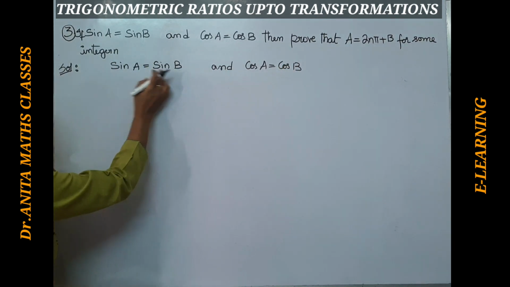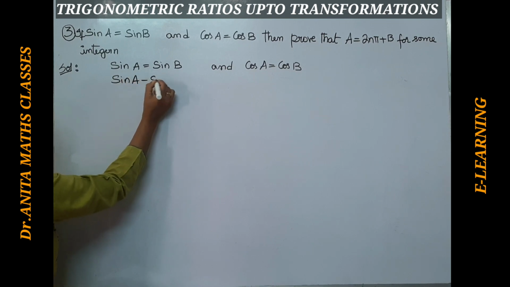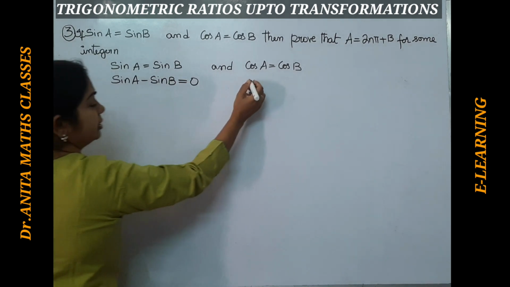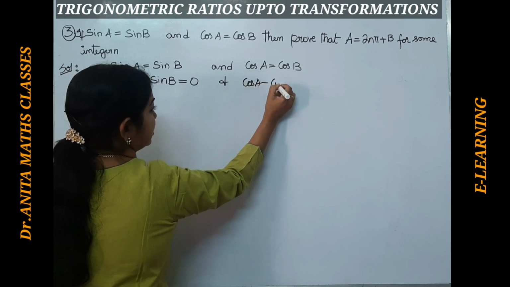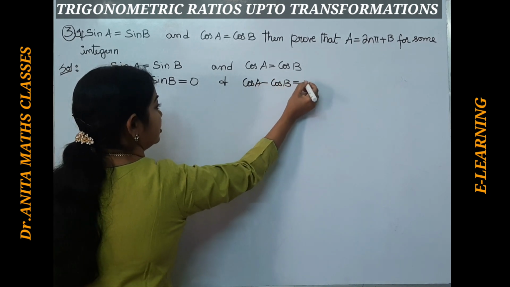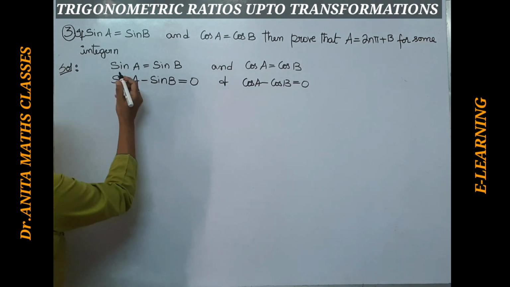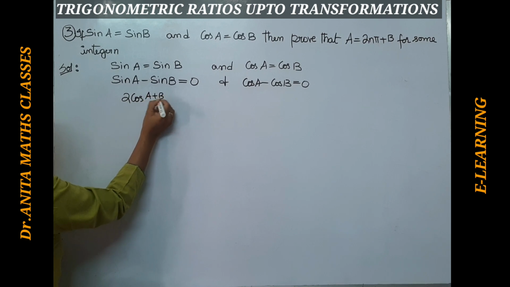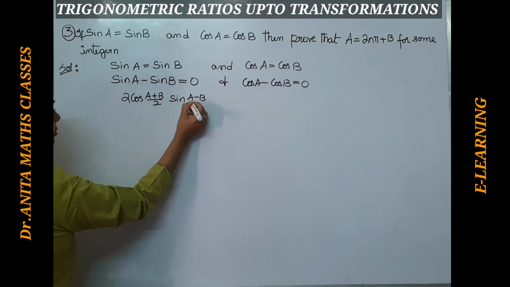Here, let us bring to this side. This becomes sin A − sin B equals 0, and here cos A − cos B equals 0. We will be applying the transformations here. See here, sin A − sin B comes to 2 cos((A+B)/2) sin((A−B)/2).